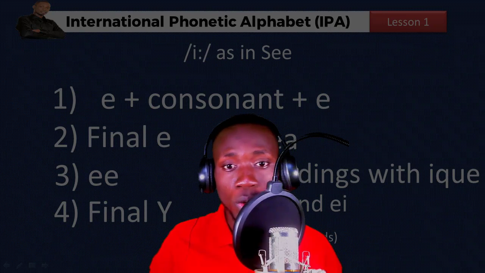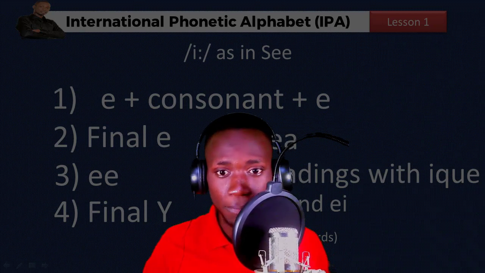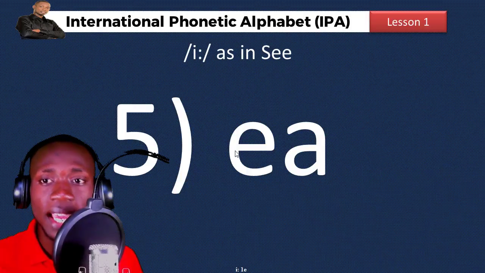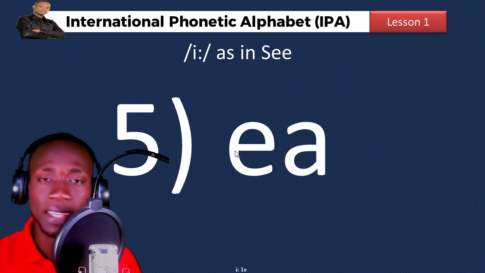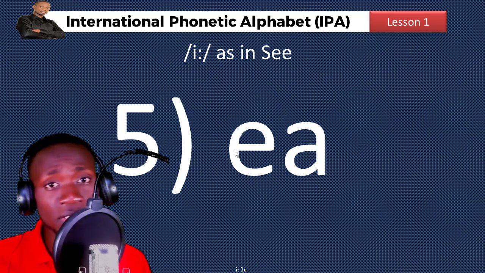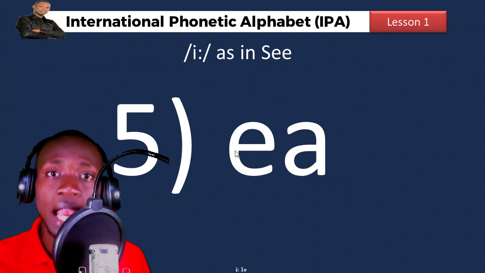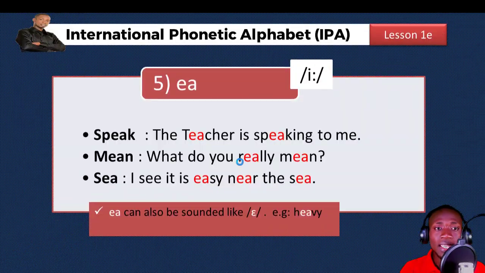So today's video is going to be based on EA. So let's jump to it. Oh yeah, here is EA. When we have EA in a word, we might have different sounds. So in this lesson, EA is going to create the E sound. Throughout this lesson, I talk about the International Phonetic Alphabet, IPA.